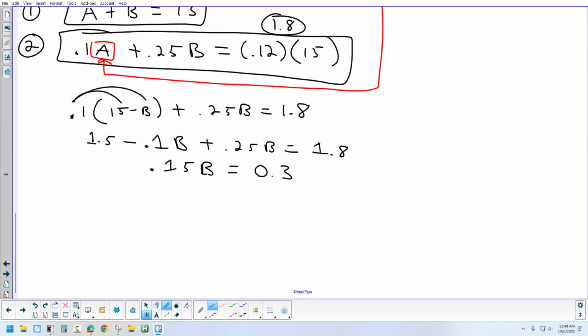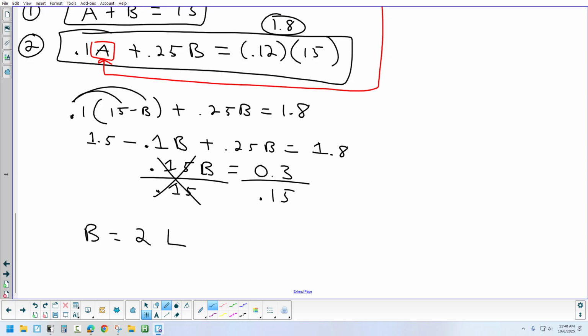And what's my last step to get b by itself? Divide by 0.15. And if you want to think of that a little easier in your head, it's like dividing 30 by 15. Same thing. What's 30 divided by 15? 2. Yep.